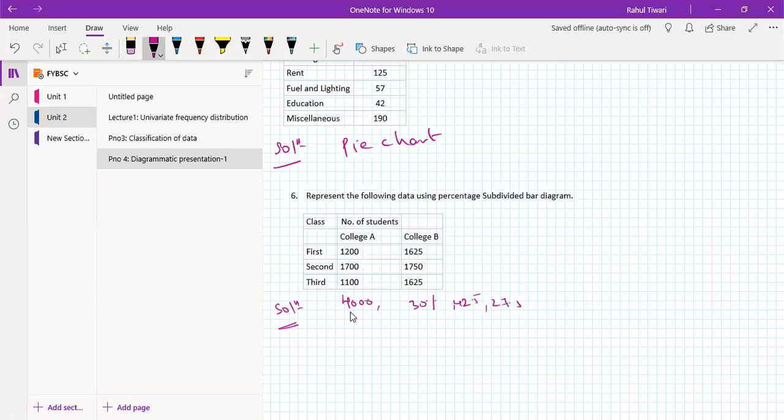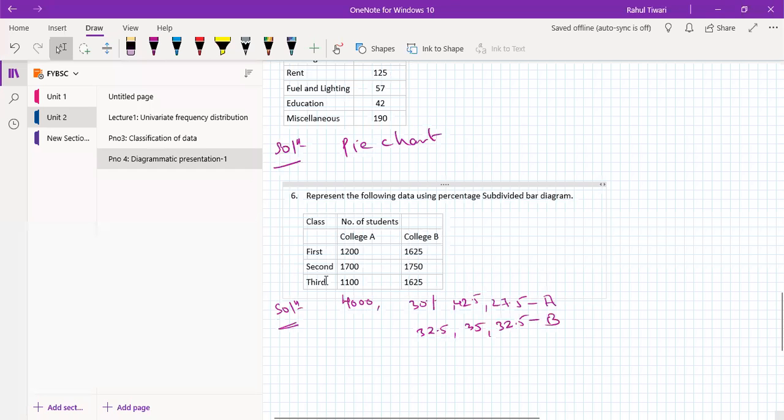These entries I am giving so that you can, this is for college A. Similarly one can compute for college B. College B में कितना आ रहा है? 32.5, 35, 32.5, and once you have computed, rest thing you can do.